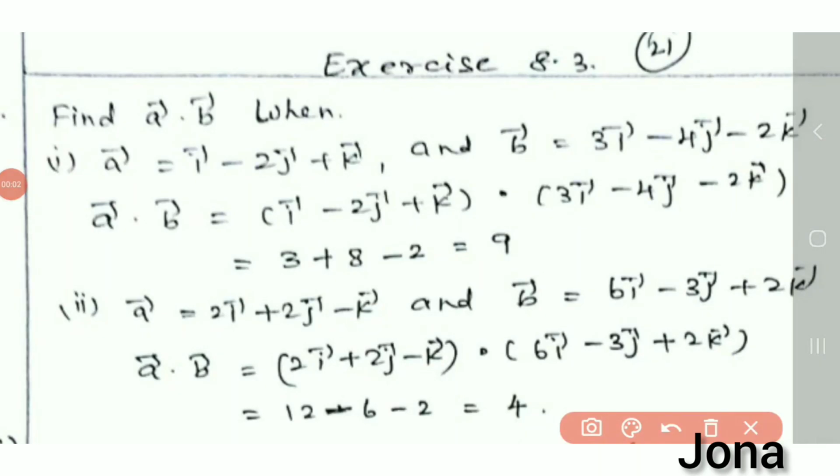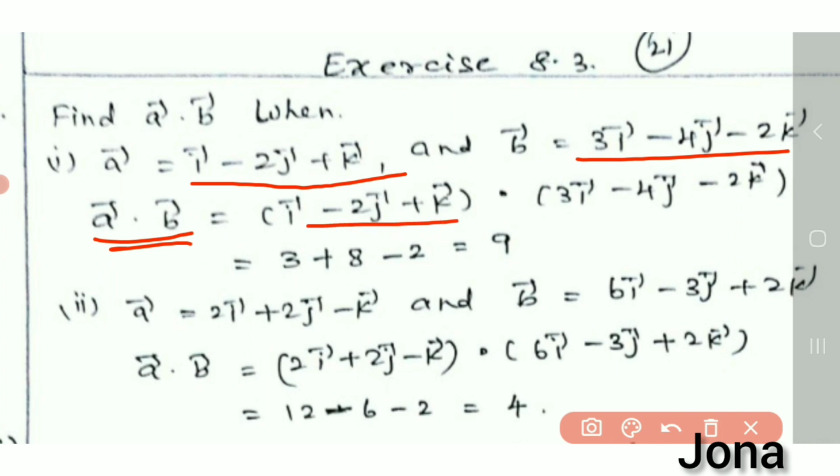Exercise 8.3. Find a dot b when vector a equals i minus 2j plus k, and vector b equals 3i minus 4j minus 2k. Here we want to find a dot b. Vector a is here and vector b is here. We have to do the dot product.